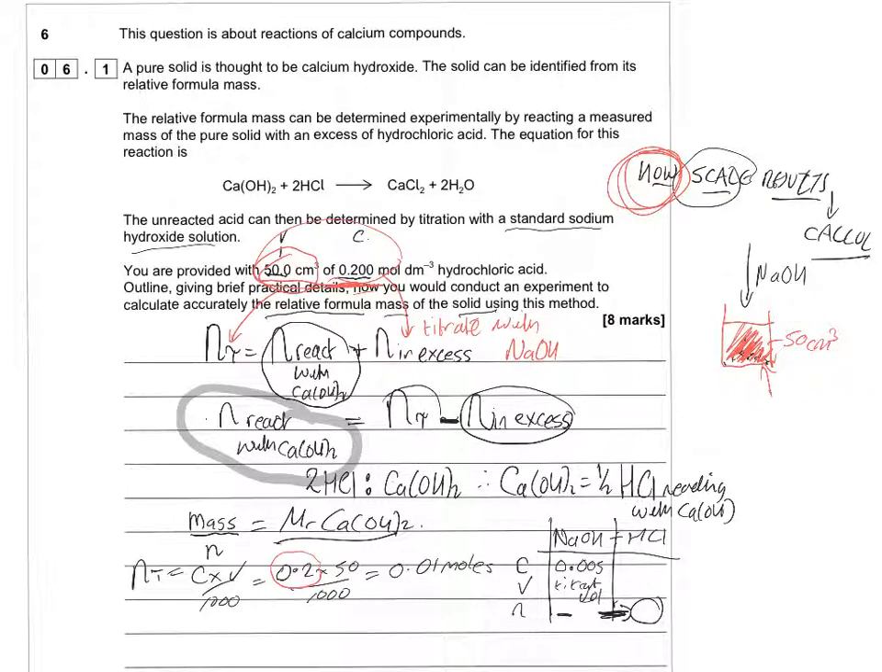So we've got the number of moles of hydrochloric acid in total, we've got the moles in excess, and therefore we can work out the moles that have reacted with the calcium hydroxide. And now we can find the MR because we know the moles of calcium hydroxide is equal to half the number of moles of HCl reacting with it, because of the 2-to-1 ratio.